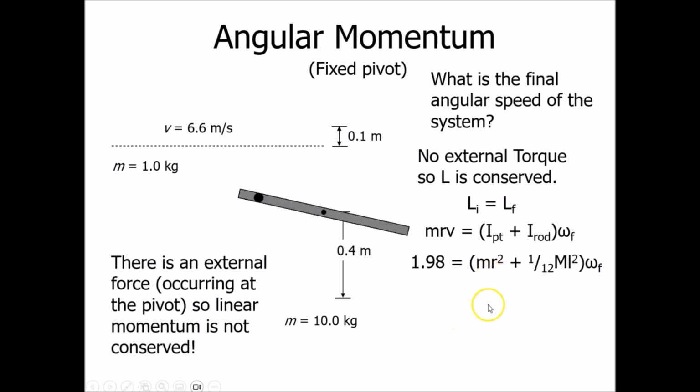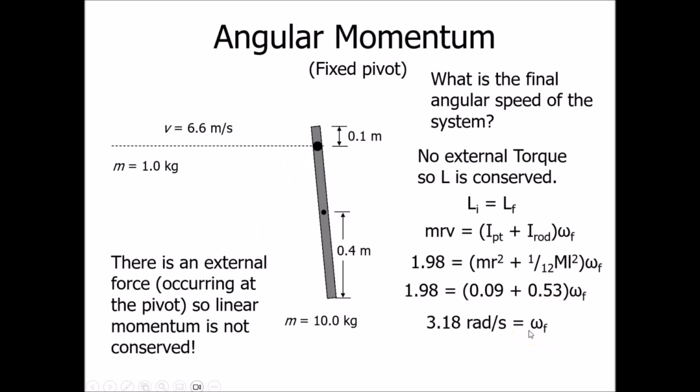On the right-hand side, the rotational inertia of the clay ball would be mr squared, which would be 1 times 0.3 squared, plus 1/12 ml squared. That's the rotational inertia of a rod about the center. The mass of the rod is 10 kilograms, and the length of it is 0.8. So we can plug in, and when we simplify it, we can solve for omega, and we get 3.18 radians per second. That's how fast it's spinning right now.